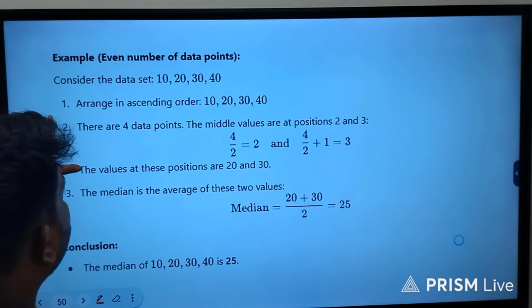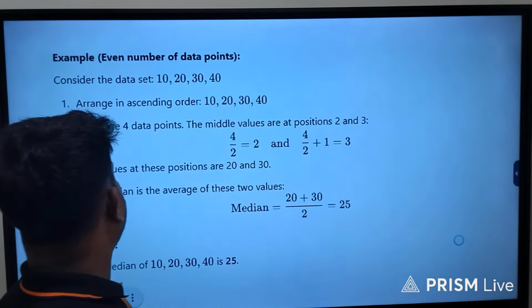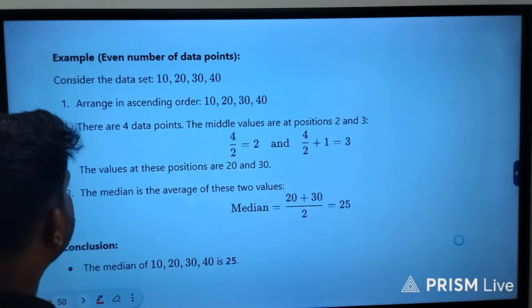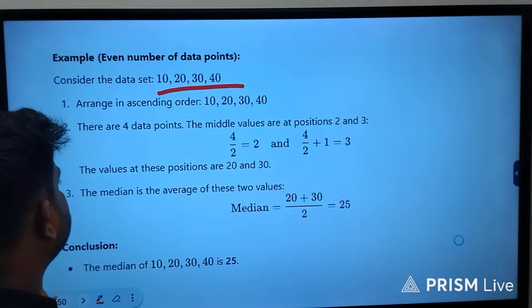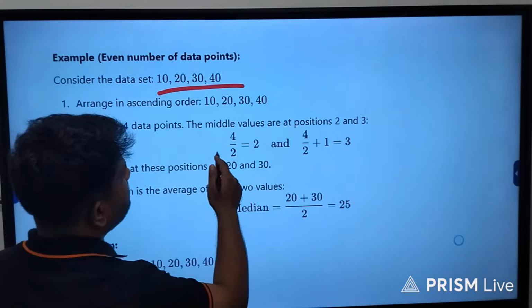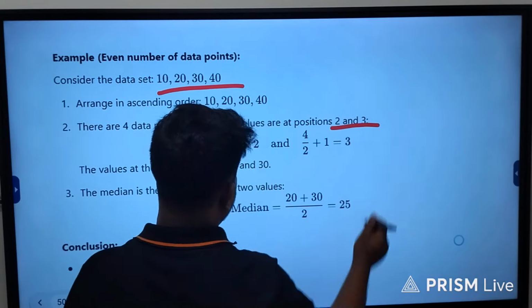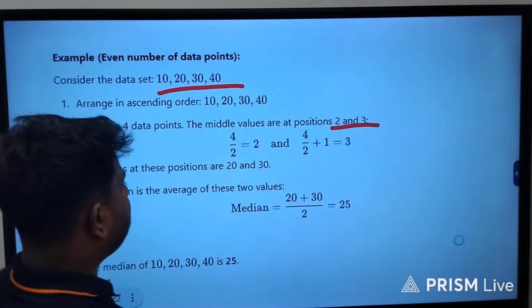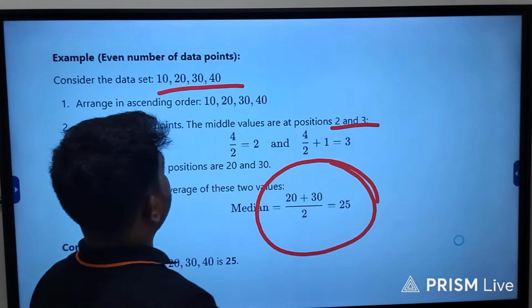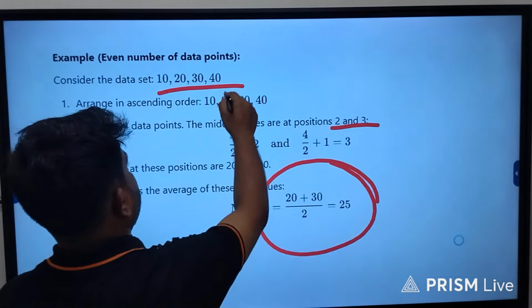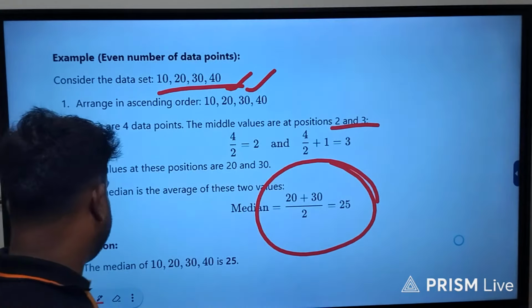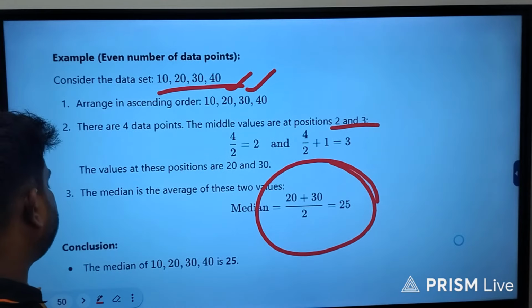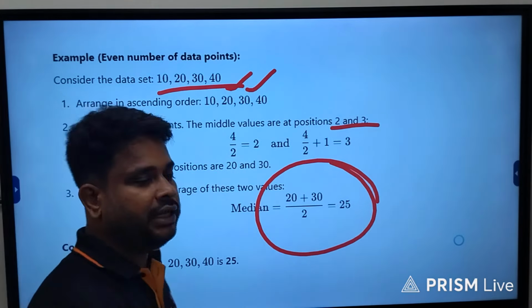Here we have another example of median with an even number of data. There are 4 data points, and the middle values are in positions 2 and 3. Add them and find the middle of them: 20 and 30 sum to 50, and the median will be 25. So the conclusion is that the median of 10, 20, 30, 40 is 25.